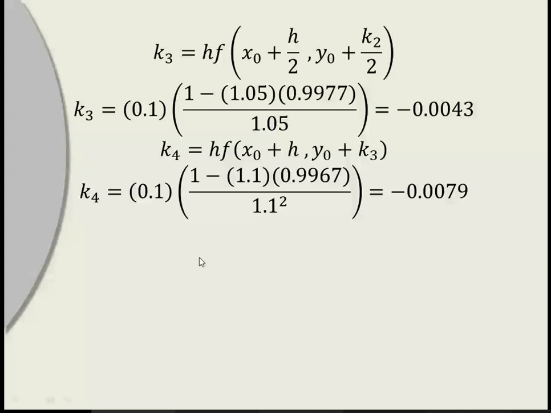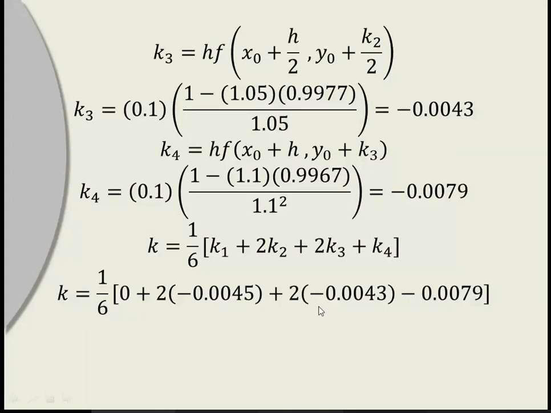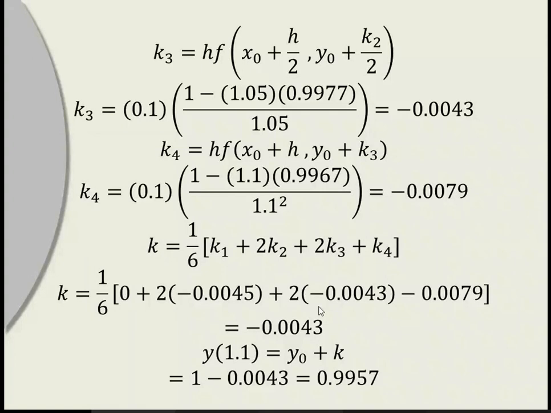And now put all these k1, k2, k3, k4 in the formula of k. So k will be 1 by 6 into k1 plus 2k2 plus 2k3 plus k4. And then putting all these 4 values in this, we get k. So k will be minus 0.0043. And therefore y will be y naught plus k. Y naught is 1, k is minus 0.0043. So we got the value of y at 1.1 as 0.9957.